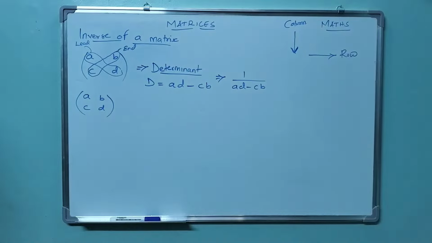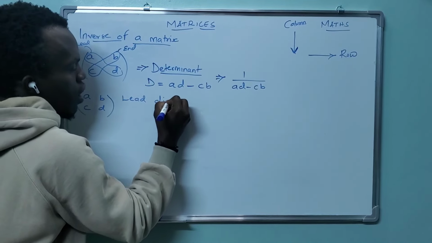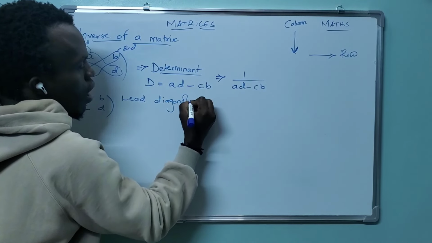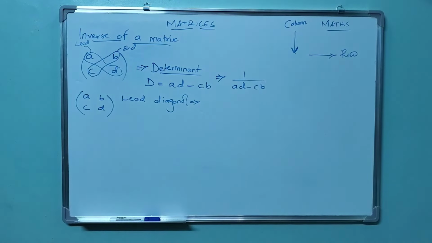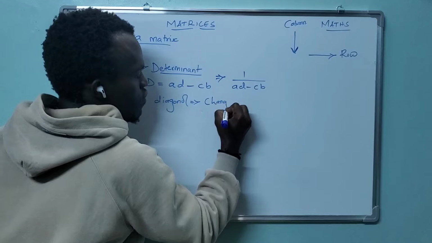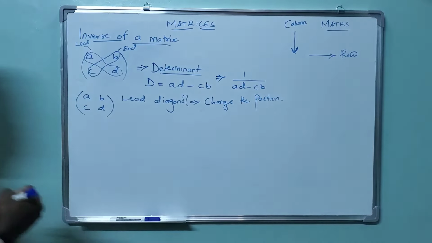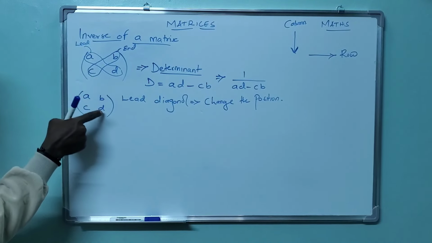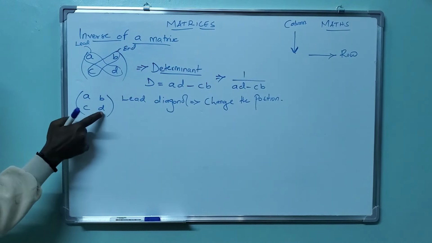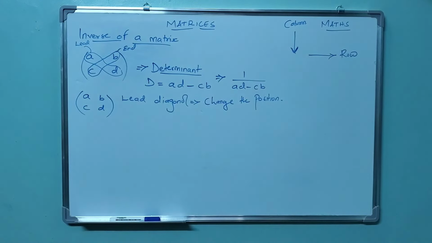Now, with this, you have to know that with the lead diagonal, you are going to change the position of those values. So this one, we are going to change the position, which means where the A is and the D is, I'm going to change their position, which means D is going to occupy where A was and A is going to occupy where D was. We are going to change their position.